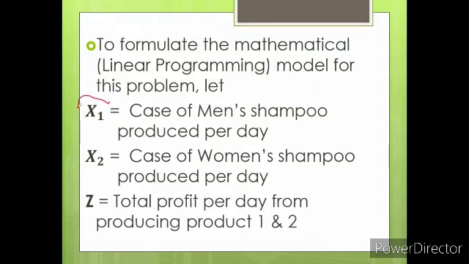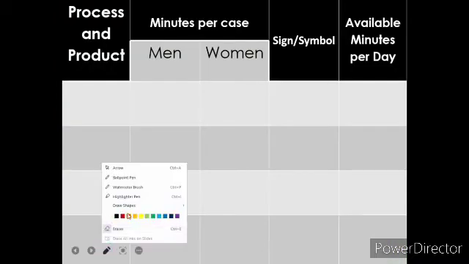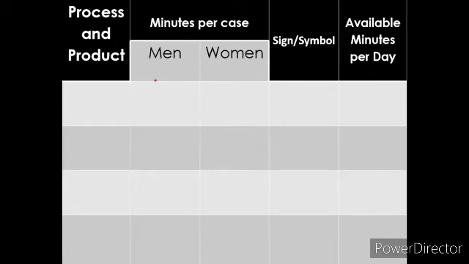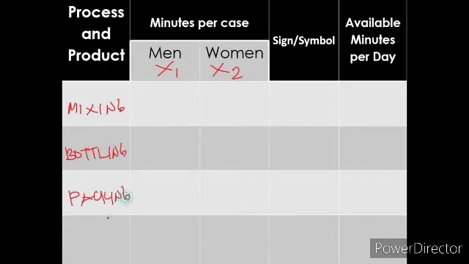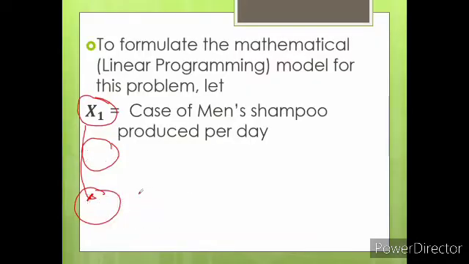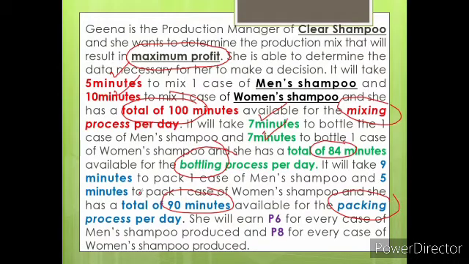So ang tanong kasi is ilan yung ipoproduce nating x sub 1 and x sub 2 para makuha natin or ma-attain natin yung ating maximum profit. Okay, so gumawa ako ng table. Okay, so let x sub 1, so ito yung ating men's shampoo, and yung ating women's shampoo is x sub 2, and yung ating constraints are mixing, bottling, and packing. At ang ating profit z natin. Okay, so based sa problem natin, kukunin natin yung mga value nung available minutes per process or sa constraints natin.